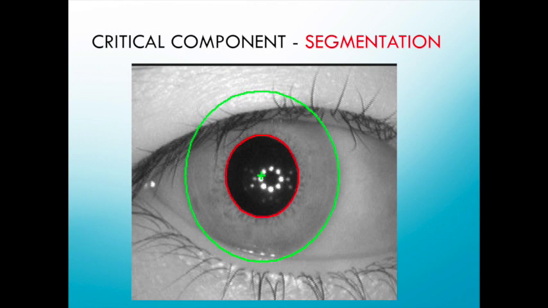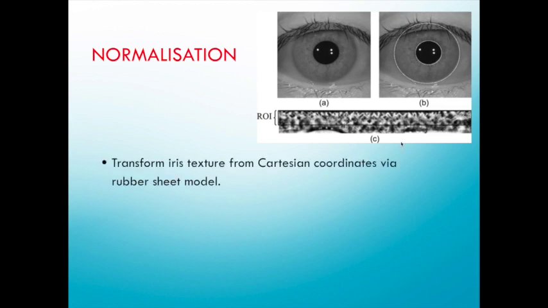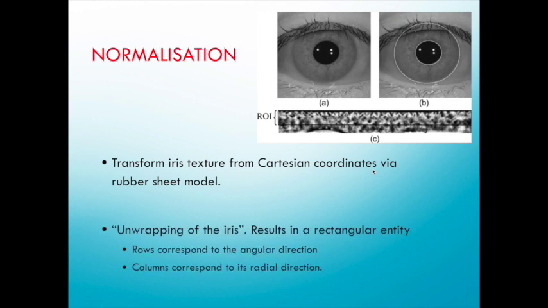Now, segmentation is a very important stage, but really it's this normalization process where once segmented, you can strip out that iris image and make a rectangular shaped image. It transforms basically what was a circular iris texture into a set of Cartesian coordinates, a two-dimensional image via the rubber sheet model, effectively unwrapping the iris so that the rows correspond to angular direction, columns to radial direction. It gives you the shape of the iris as a two-dimensional pattern that can be used to identify somebody.